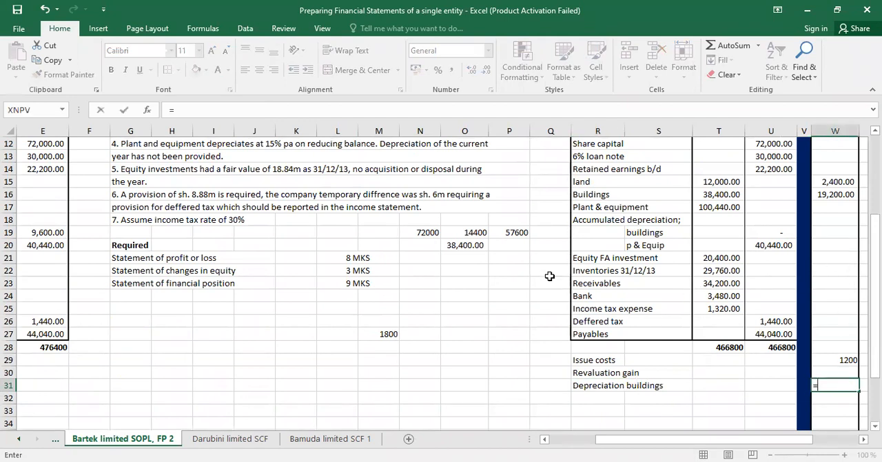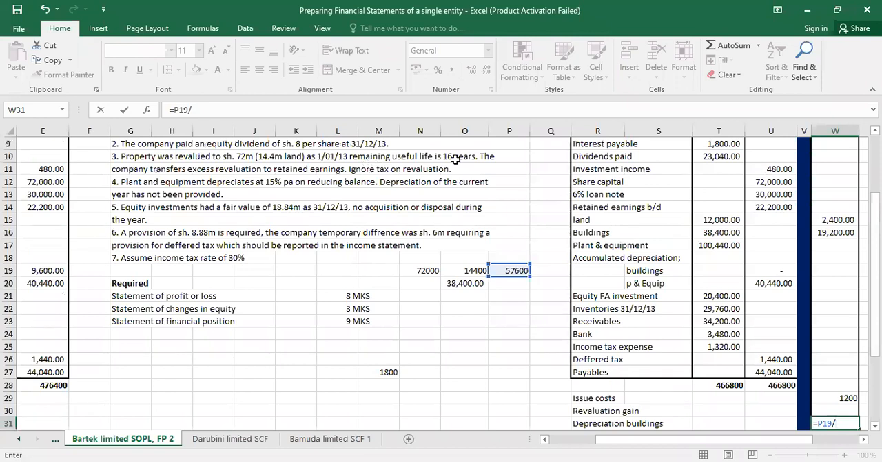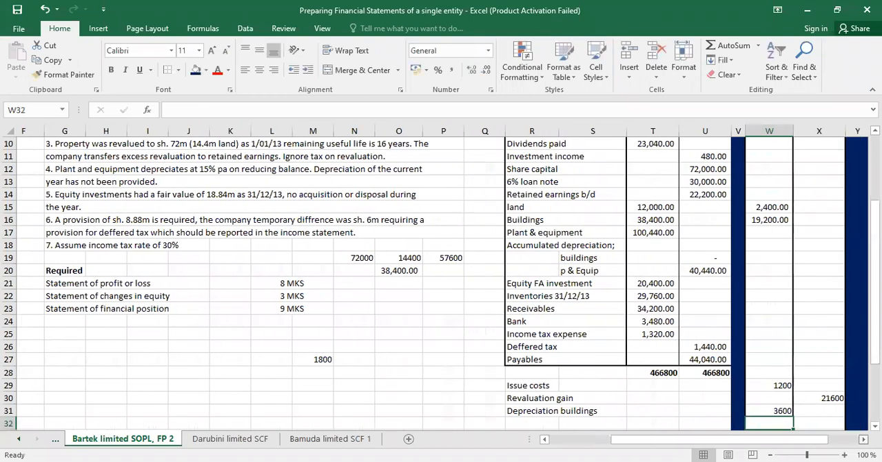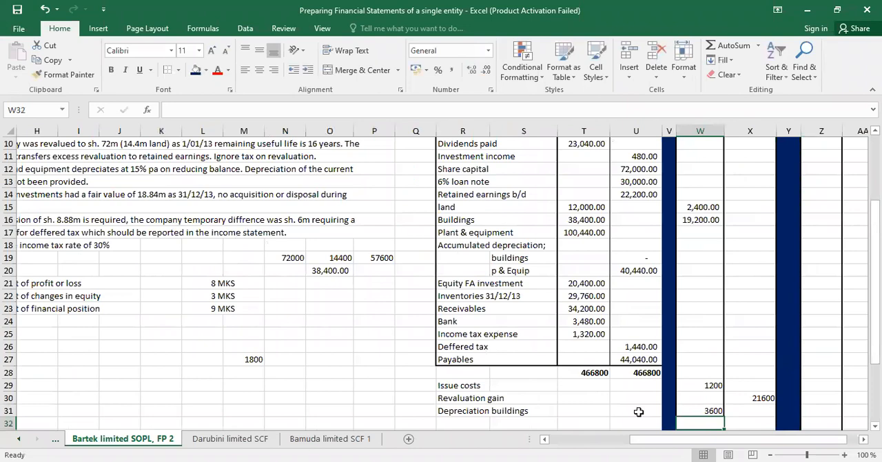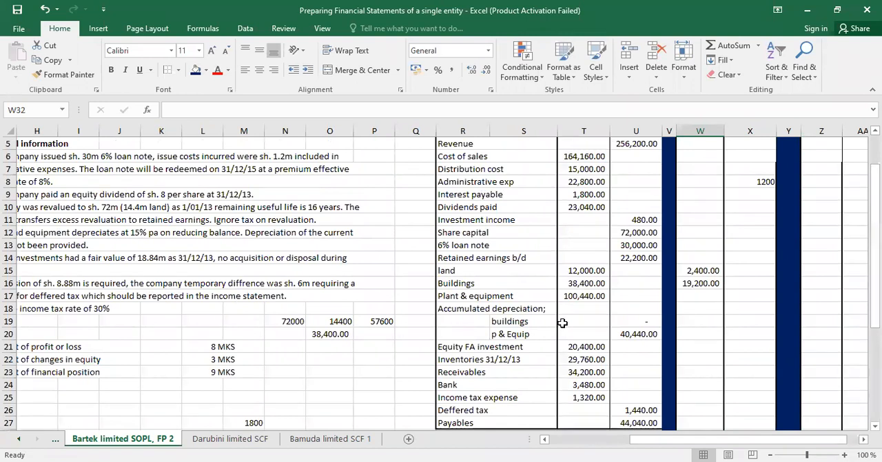So it was revalued to 57,600. It was 72, but 14,400 was land, isn't it? So I'll just take this value, divide by 16, the remaining useful life of 16 years. So divide by 16 here, enter. We find out depreciation on building was 3,600, isn't it? So we'll credit depreciation, buildings, accumulated depreciation, buildings. So we credit here 3,600. Then we move on.